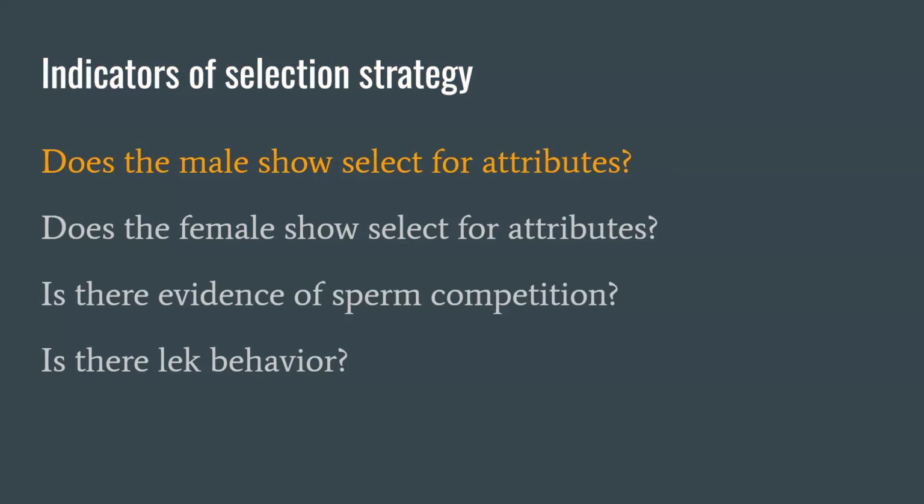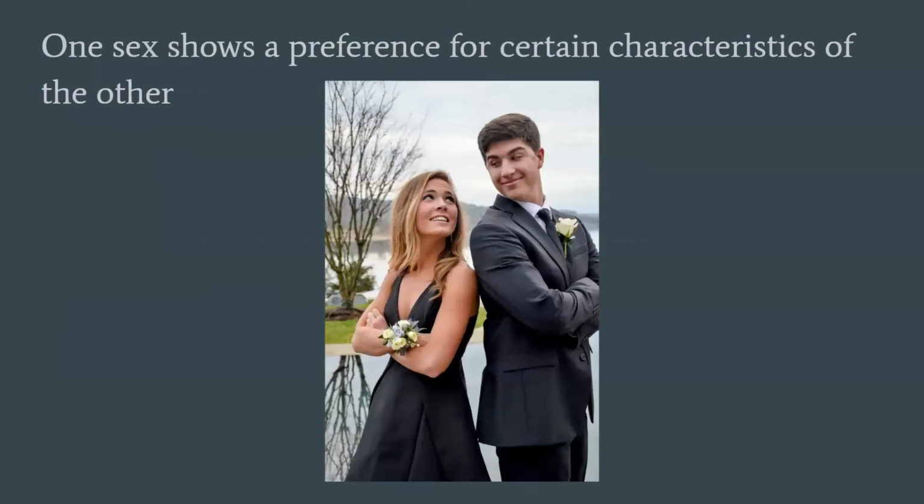So let's look first at, do males select for attributes? Well, one sex always shows a preference for certain characteristics of the other. And this stands to reason. If I can look at a female and determine by looking at her whether she's healthy, whether she's capable of having offspring, maybe she shows some signs of being a good nurturing kind of a person and non-aggressive and things like that, she's going to be more attractive to me. I mate with her. Our offspring carry on my attraction for those characteristics and her having those characteristics.